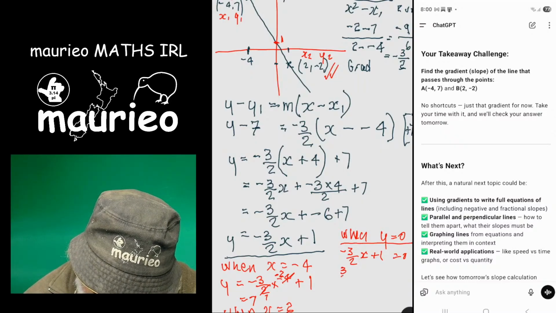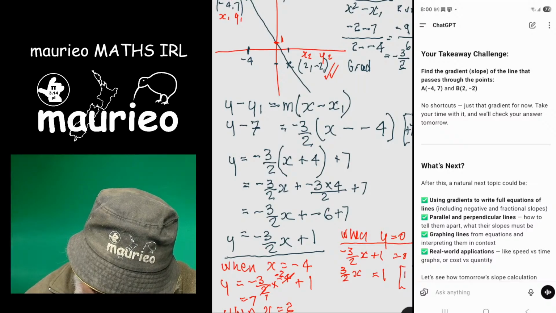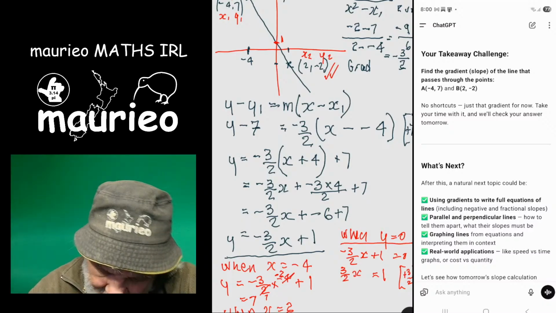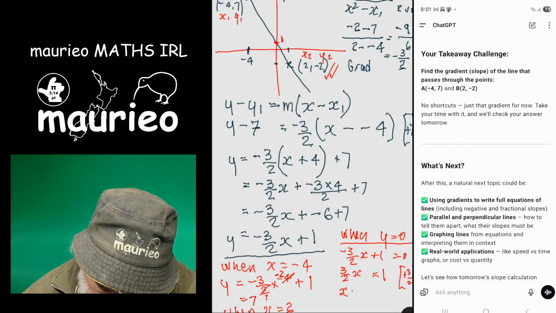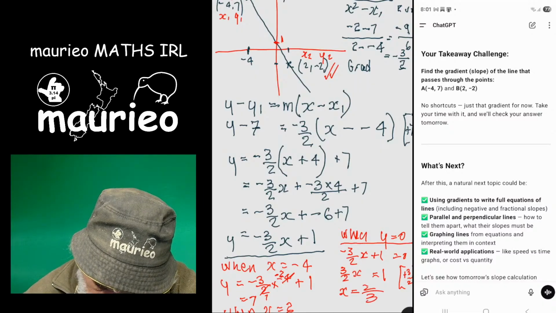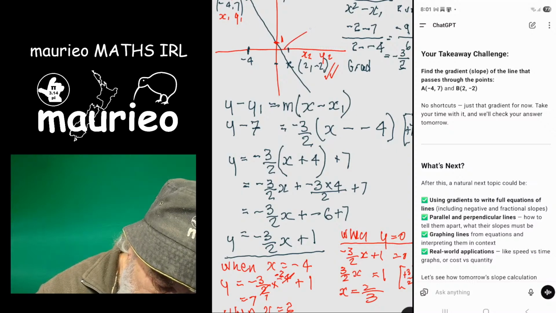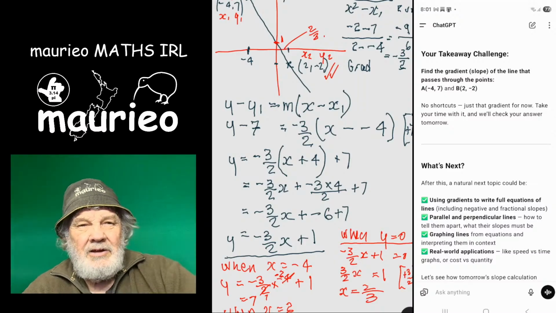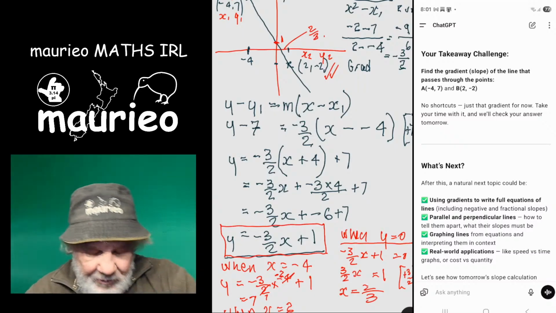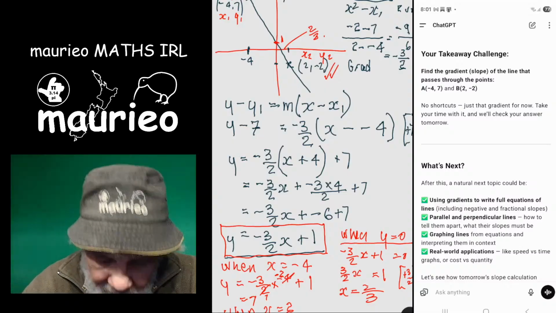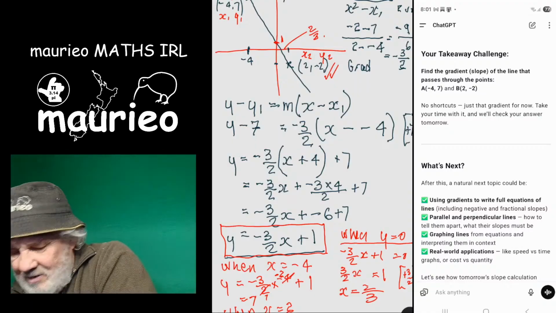and 3 over 2x equals 1. Let's just add 3 over 2x to each side, and then we can say that x equals 2 over 3. And so this point in here, 2/3. And so there we are. We've solved that one. That's the graph there. Y equals negative 3 over 2x plus 1. Solved that one. And yeah, let's check.